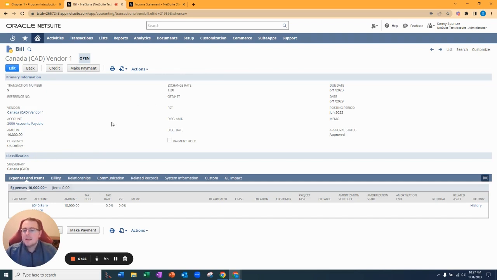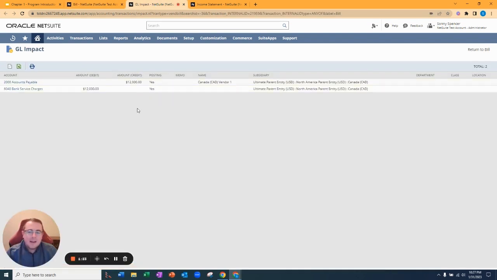What that means is that NetSuite is going to take the US dollar transaction value of $10,000, multiply that by the exchange rate of 1.2 to arrive at an amount to post to the general ledger in Canadian dollars of 12,000 Canadian dollars. And we can validate that by double checking the general ledger impact, or GL impact for short.